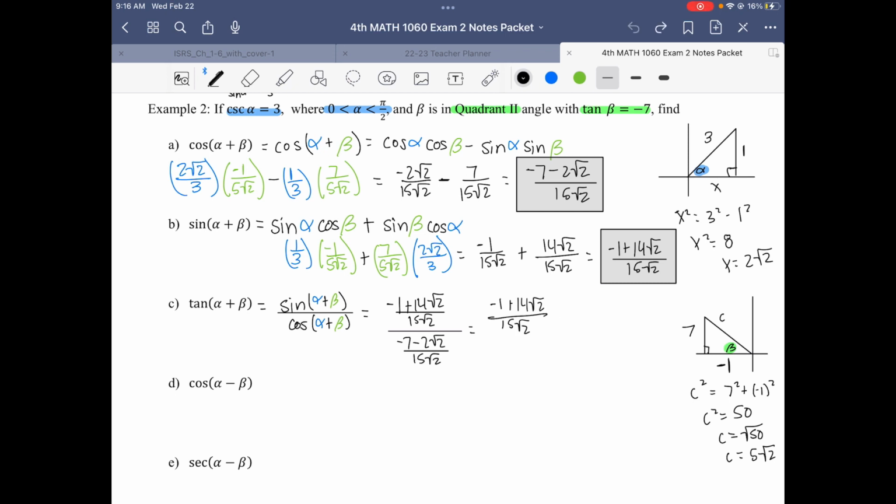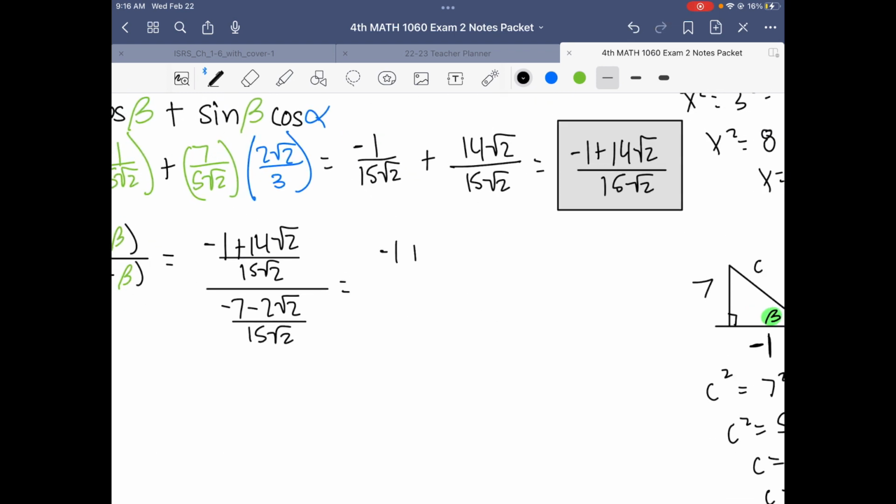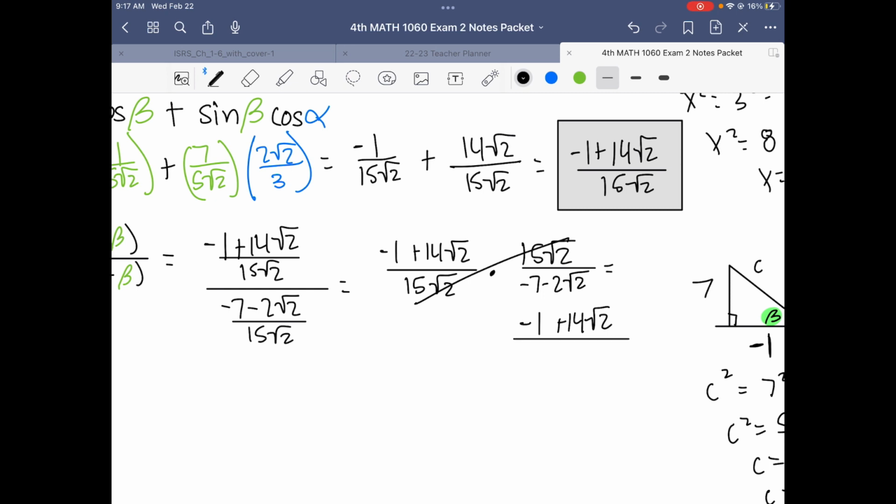Multiplied, that was really messy, I'm going to rewrite that. -1 plus 14 square roots of 2 over 15 square roots of 2 multiplied by, we're going to flip this one upside down, so 15 square roots of 2 is on top, and -7 minus 2 root 2 is on the bottom. Now, of course, these just cancel, which is very convenient. And we get -1 plus 14 square roots of 2 divided by -7 minus 2 square roots of 2. There you have it. There's your tangent.